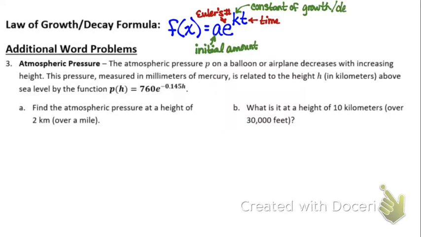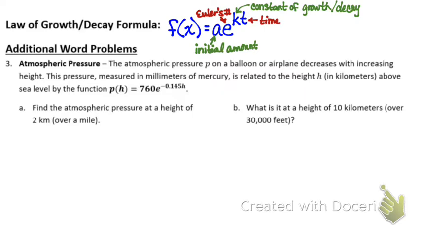If it's decay, our constant is going to be a negative. If it's growth, our constant is going to be a positive. So that constant of growth or decay, for every substance out there that either grows or decays using this natural number e, each individual thing is going to have its own constant of growth or decay.